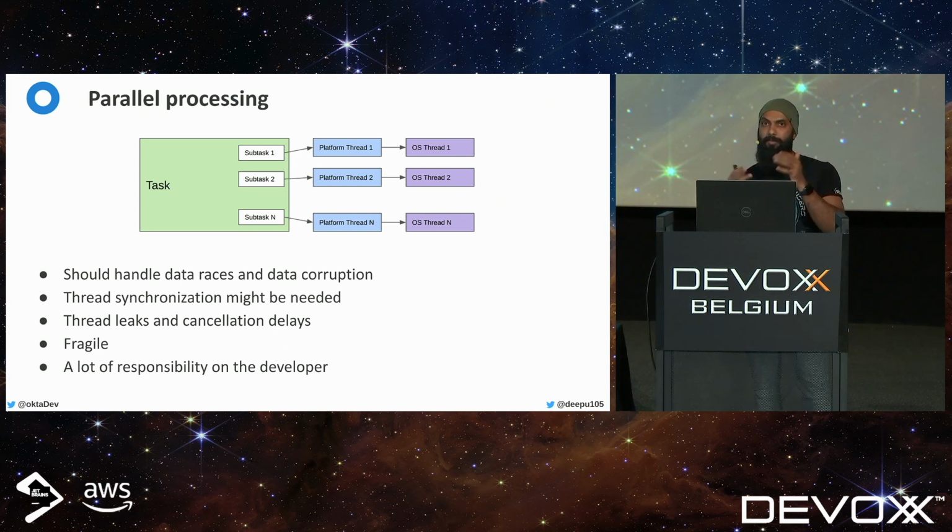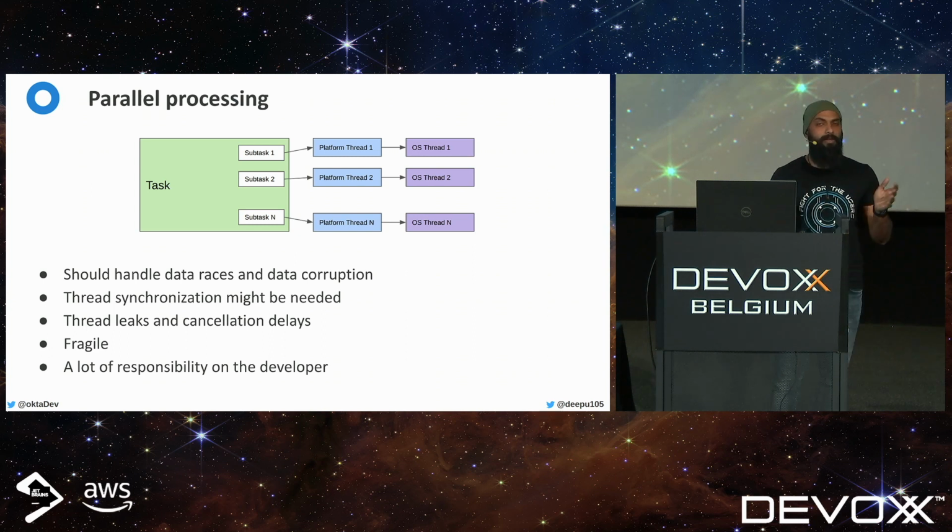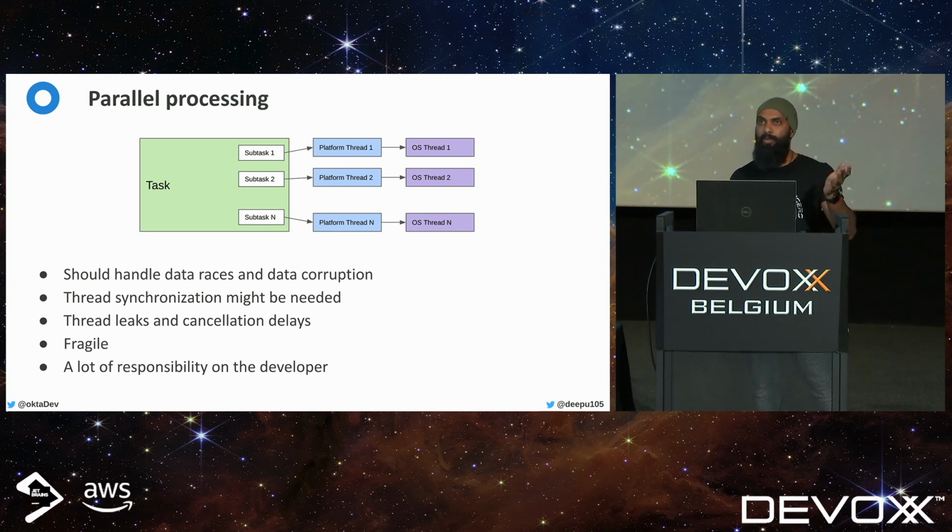Because if you're splitting a task into subtasks and passing them into different threads, then you'd have to do a lot of thread synchronization depending on your use case. You'd have to make sure that you're not corrupting data. If you're using the same database or same data source, you have to make sure you're not corrupting the data. You have to do all this yourself. So Java is not going to help you do any of that. You have to write this logic and guard logic and everything yourself.